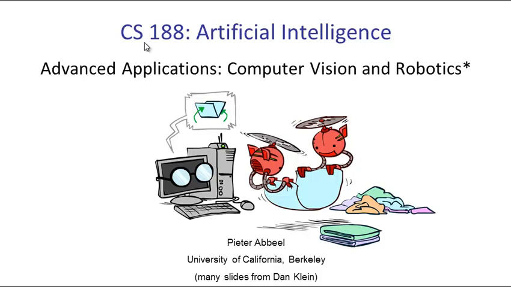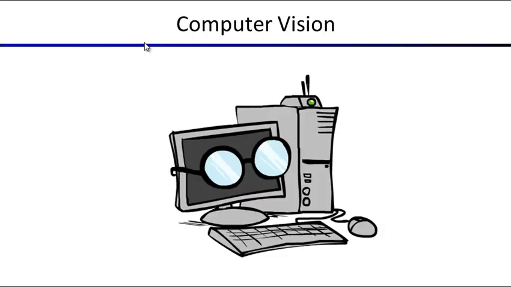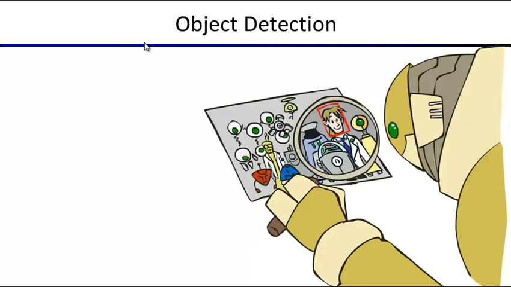Right, so today's lecture will be about advanced applications in computer vision and robotics. Let's start with computer vision, trying to make a computer see. The first thing we'll look at in computer vision is object detection.